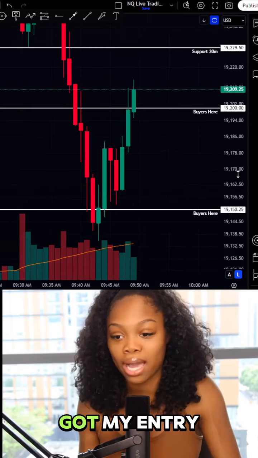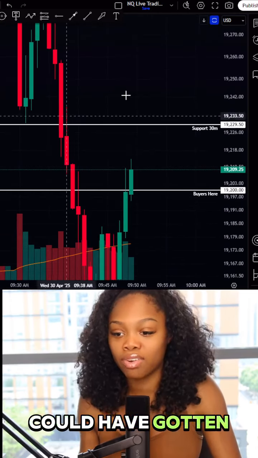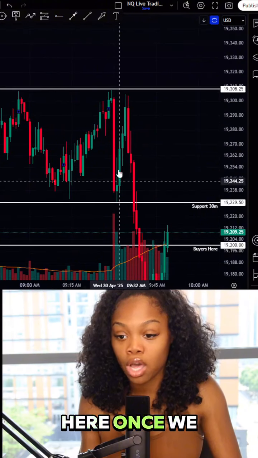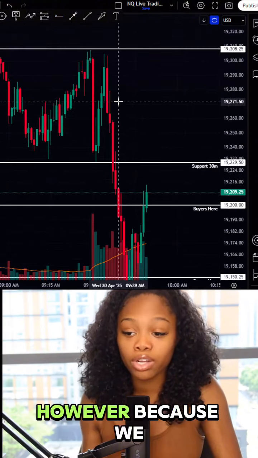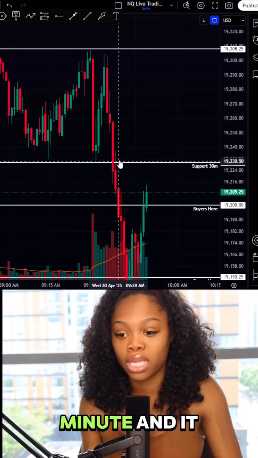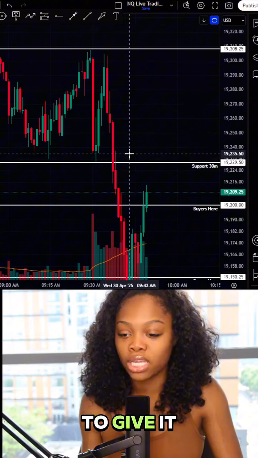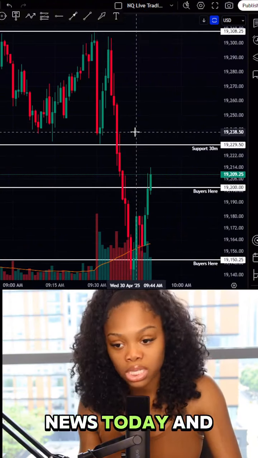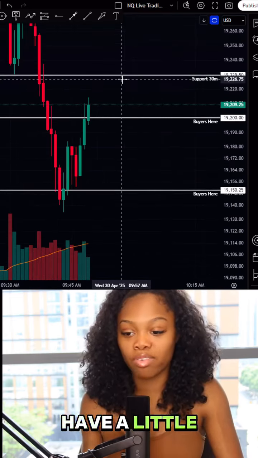All right, so just coming down to the lower time frames, just to show you guys exactly where I got my entry and why I got my entry where I did. Of course, I could have gotten my entry where I normally would have, up at the resistance here once we retested that. However, because we had not yet broken below the higher time frame level on the 30-minute and it was right at open, I did want to give it a little bit more time so I could have full confirmation.